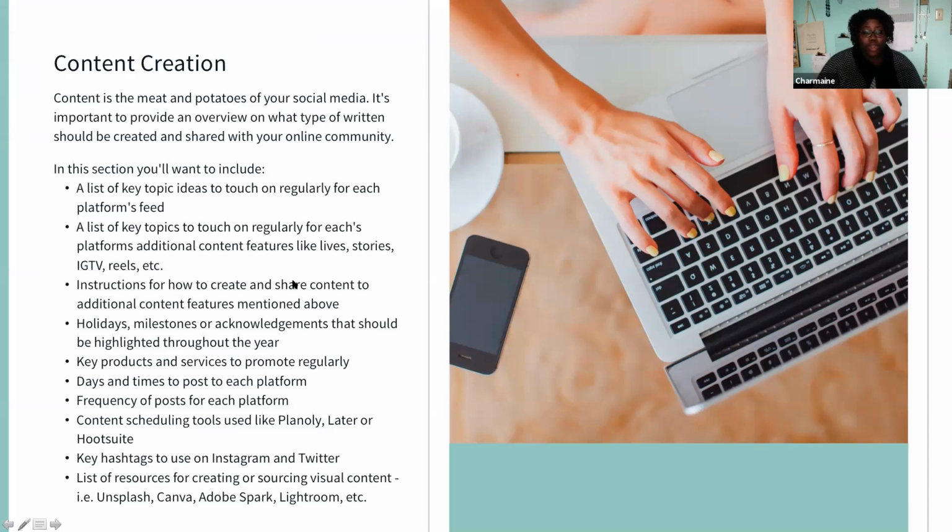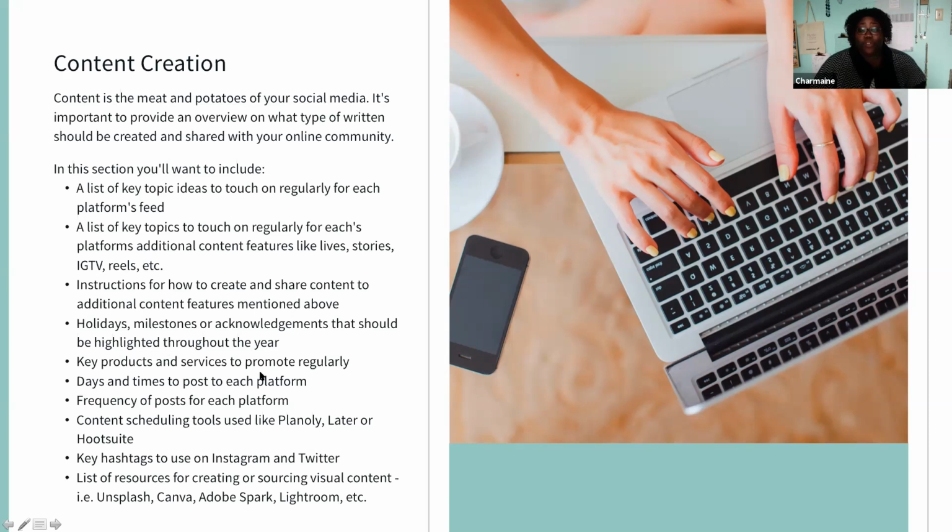You also want to mention and provide information on any scheduling tools you might be using for social media. If you have Planoly or Later or Hootsuite that you're using to schedule your content, make sure that is mentioned in your guidelines with the usernames. Again, if you want to put passwords in there, you can, but just make sure you update them regularly, or leave them out if other people are going to look at this document who aren't associated with your social media.